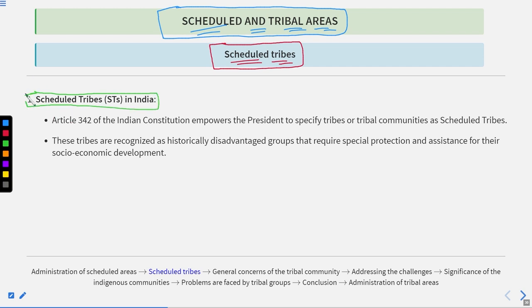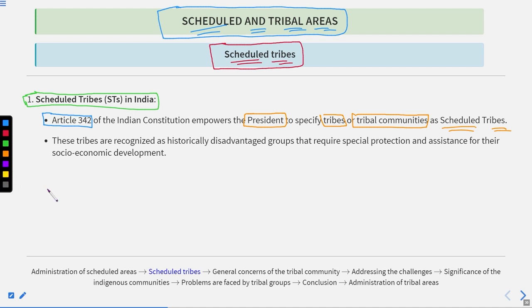We discussed that there is Article 342 of the Indian Constitution. This article basically empowers the President of India to specify any tribe or any tribal communities to be part of the scheduled tribes. That's what we have discussed.